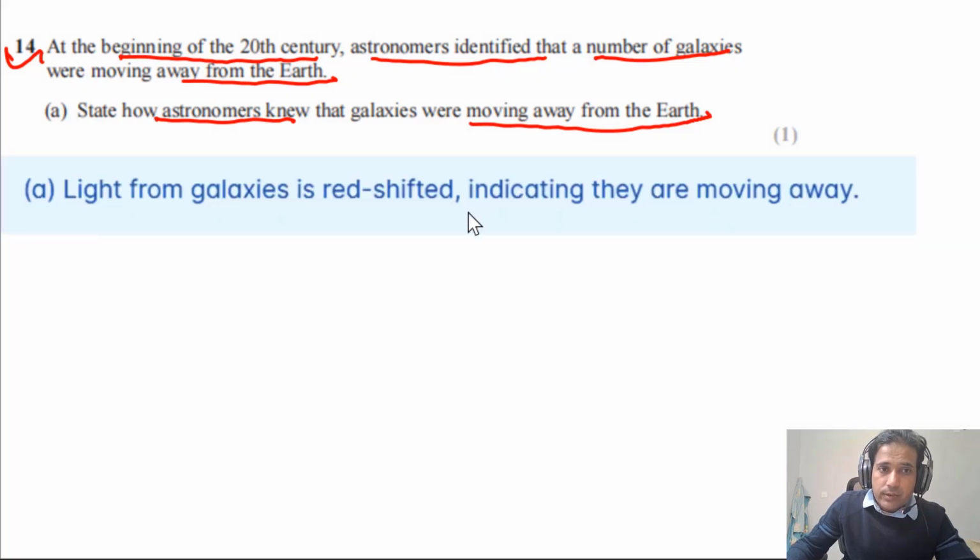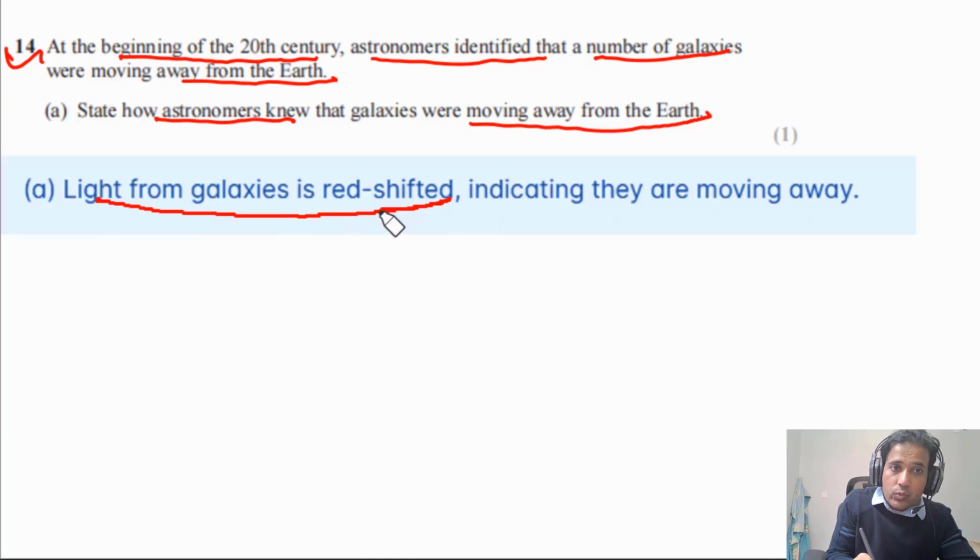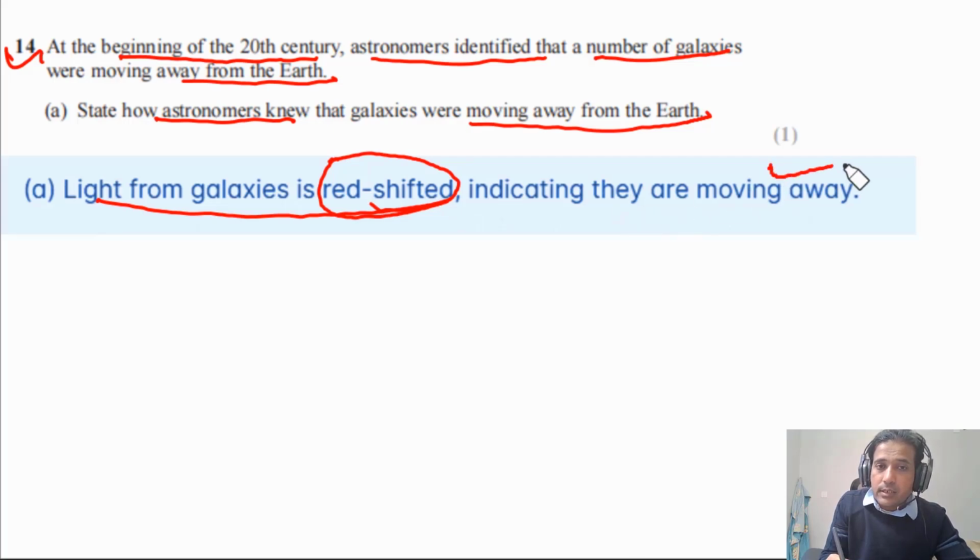So how can you write down the answer? This is how you can write down your answer. You can mention these points. This is the important one. You have to say light from galaxies is red shifted. So this is the key word. It has to be in your answer, indicating galaxies are moving away.